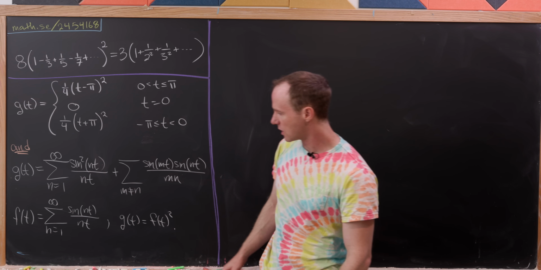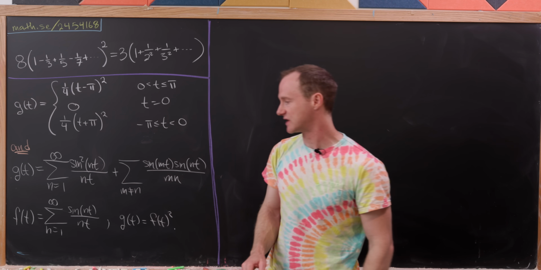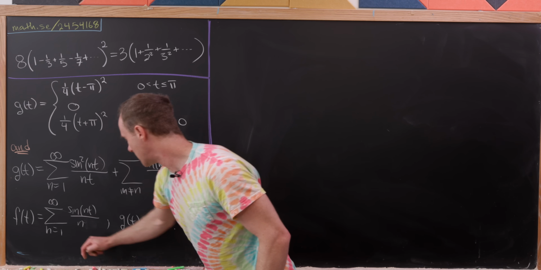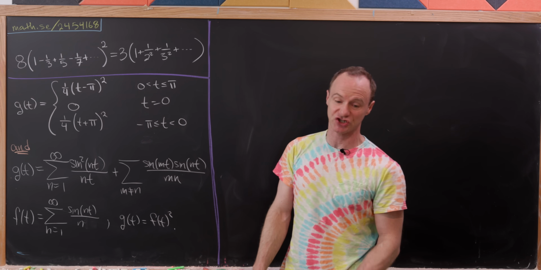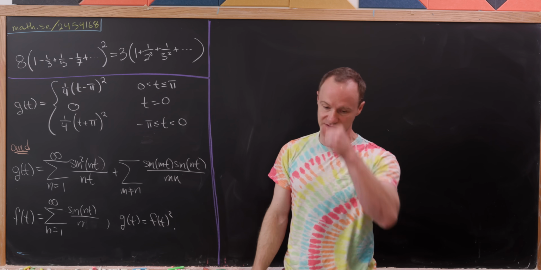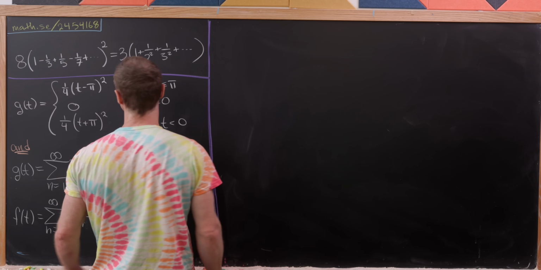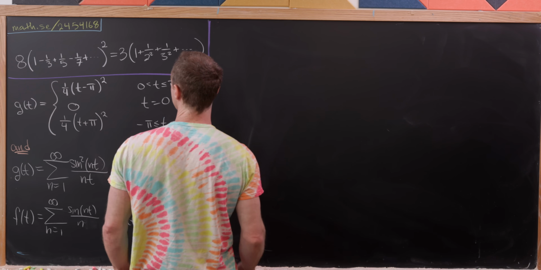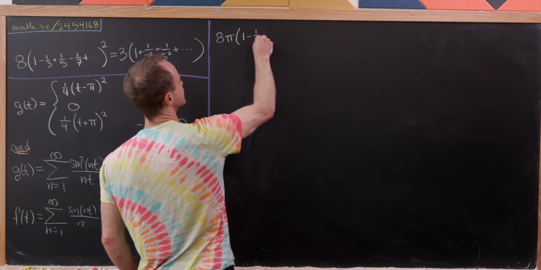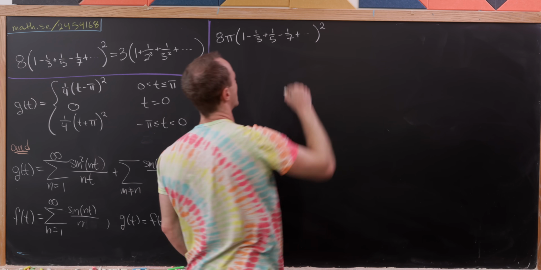Okay, so let's recall that we had this function f, which had a piecewise definition and a series definition as this sum of sine nt over n. And then we looked at its square, which I've renamed g, and we wrote that in a piecewise definition and with this series definition. Now we're ready to do our final calculation, and it's going to start at a crazy place. So let's start over here on the left-hand side, but multiply it by pi. So that means we'll have 8 times pi, and then 1 minus a third plus a fifth minus a seventh plus dot dot dot, squared.